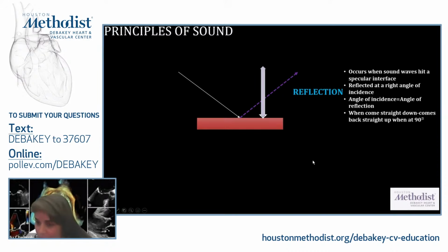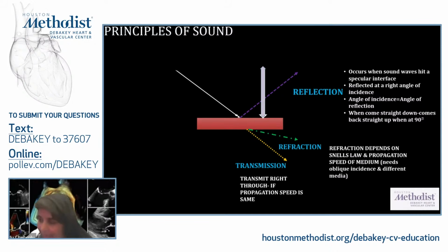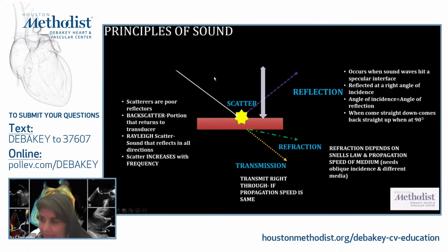Or it can actually be transmitted right through it, depending on the propagation speed of the sound in that particular medium. Or it can be bent or refracted, depending on the speed of the sound in that particular medium which it encounters. Or finally, it can also be scattered. Scattered, on the other hand, is caused by poor reflectors and increases with increasing frequency of the incident waves. In fact, the backscatter is the portion which returns to the transducer, and it's what is useful for imaging.